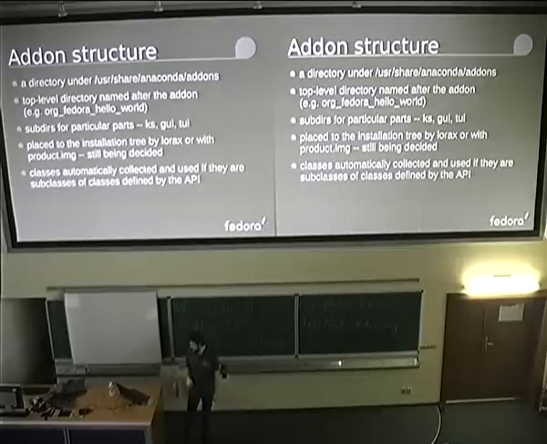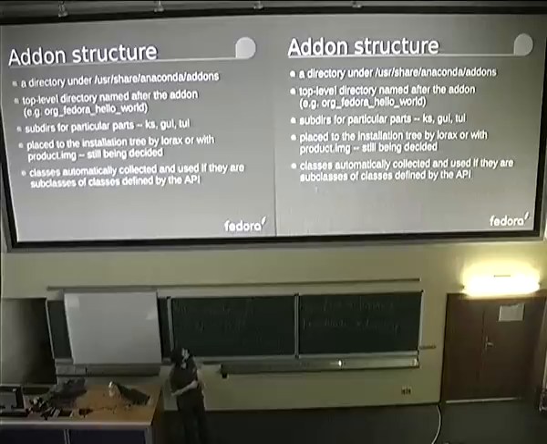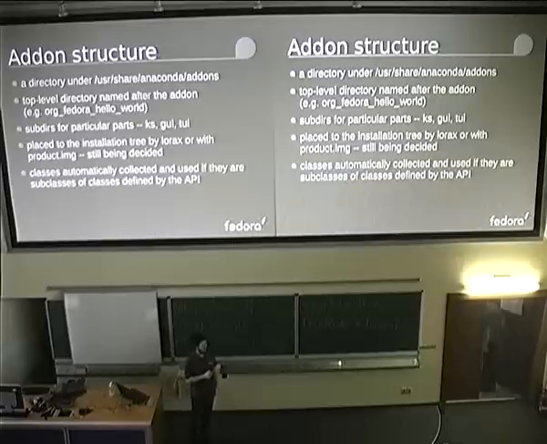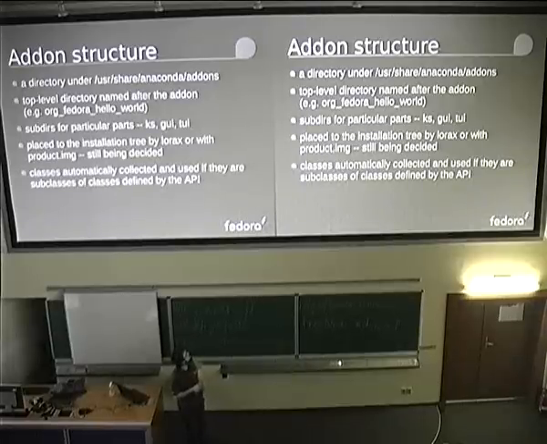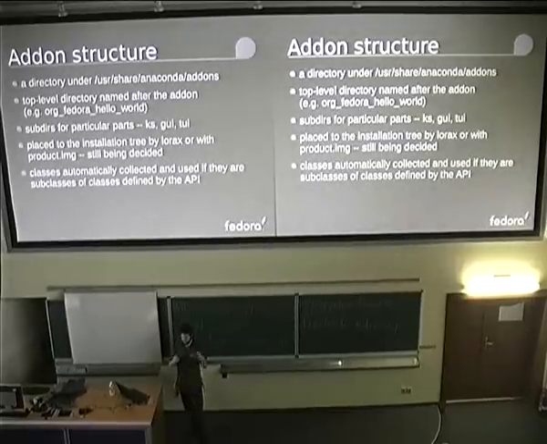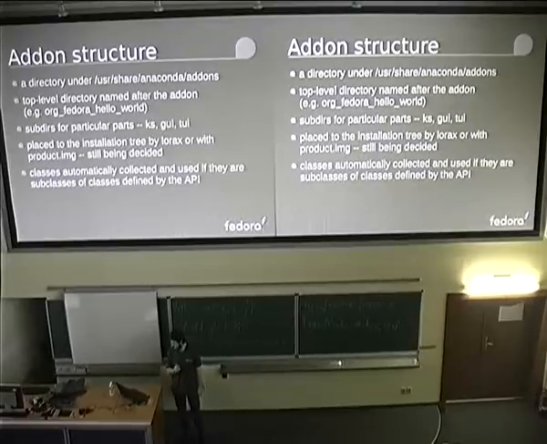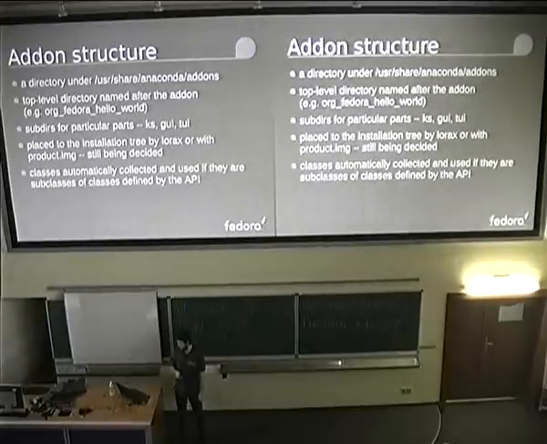And what is still being decided is how to get this data to the installation image. One option is to get them installed by Lorax as an RPM. This is the one I like most, but it means that somebody will be able to decide what add-ons should be installed by default to the installation images. The other way is that we may support the product image for this, so that add-ons can be added to the compose anytime. And as I mentioned with the hubs and spokes, the classes from add-ons are automatically collected and used if they are subclasses of the classes defined by the API.